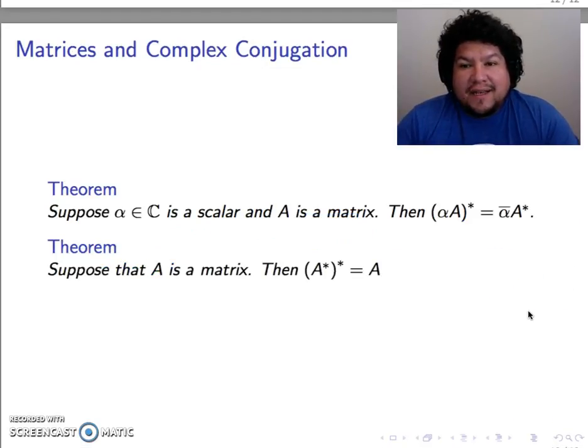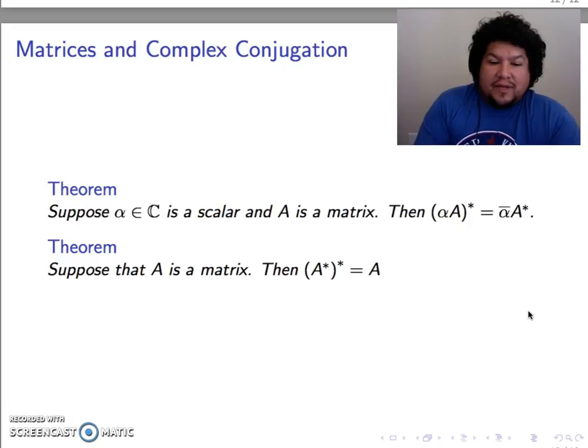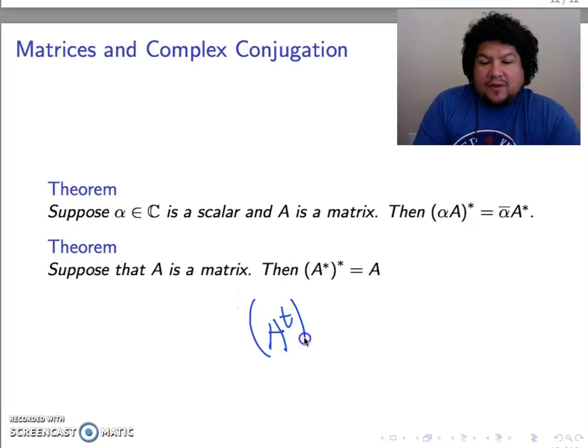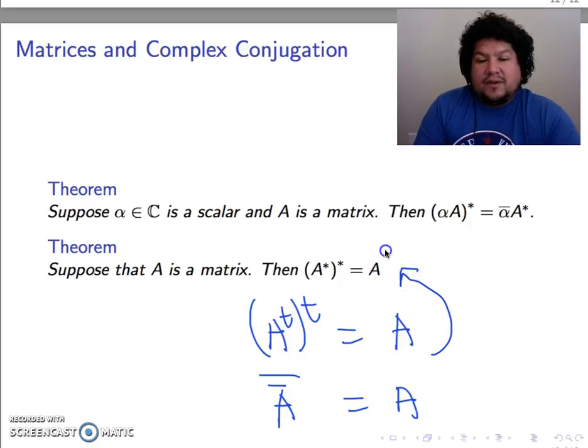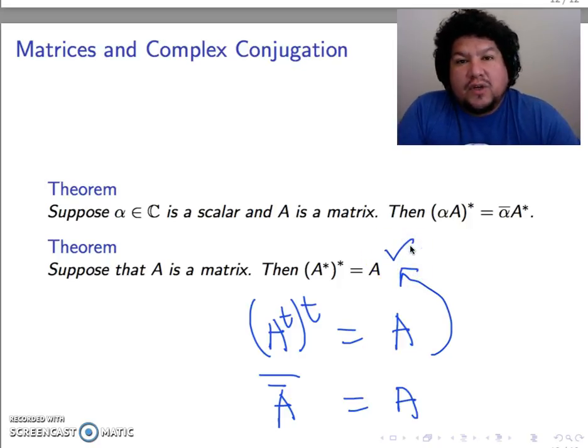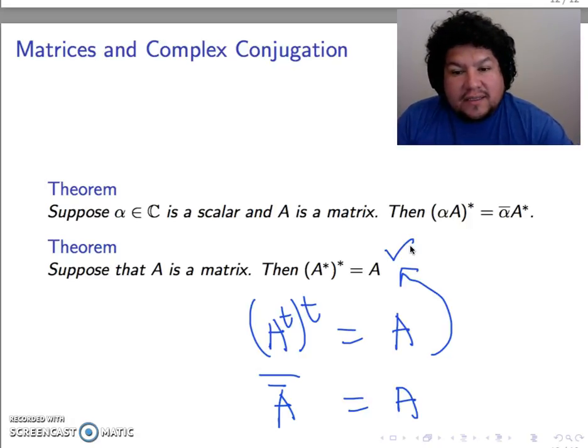And again, remember how we had said that if you take the transpose of a matrix twice, it would give you the original matrix, and if you conjugate a matrix twice, that would also give you the original matrix. Well, both of these facts are used in the proof that the adjoint of the adjoint of a matrix is equal to the original matrix.